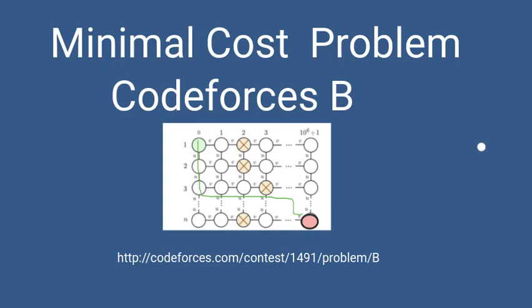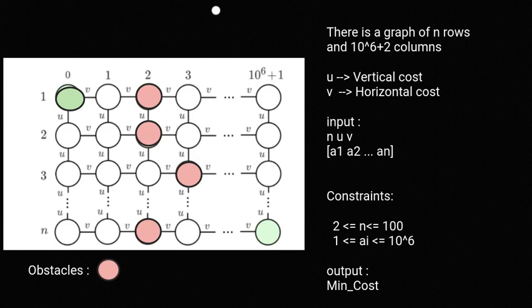Minimal cost problem. This is a Codeforces problem. Let's discuss it. So the problem statement says that there is a graph of n rows and 10 raised to the power 6 plus 2 columns. Column starts at 0 and ends at 10 raised to the power 6 plus 1. Rows start at 1 and end at n. So we have n rows and each row has one obstacle.